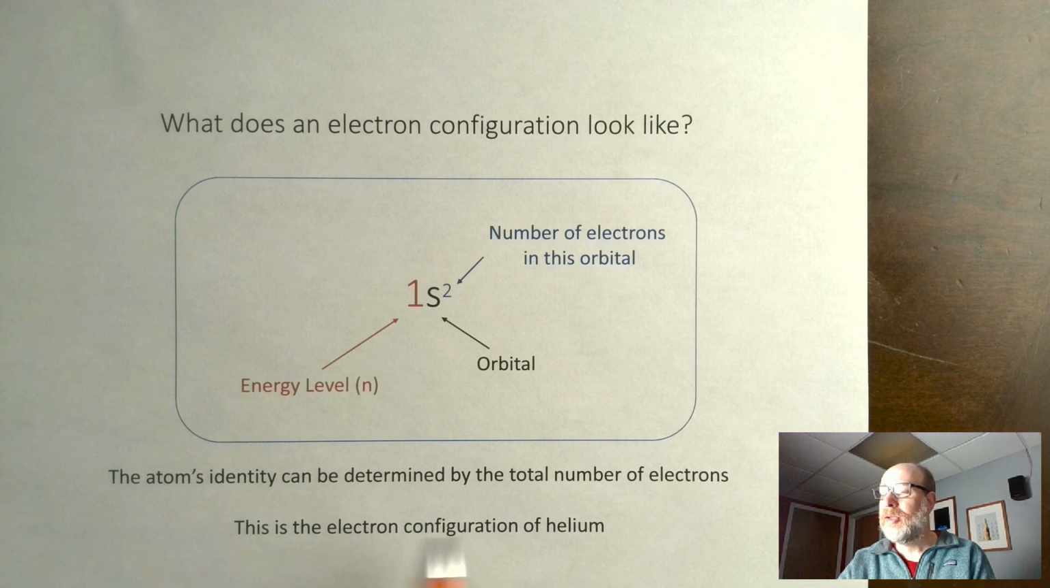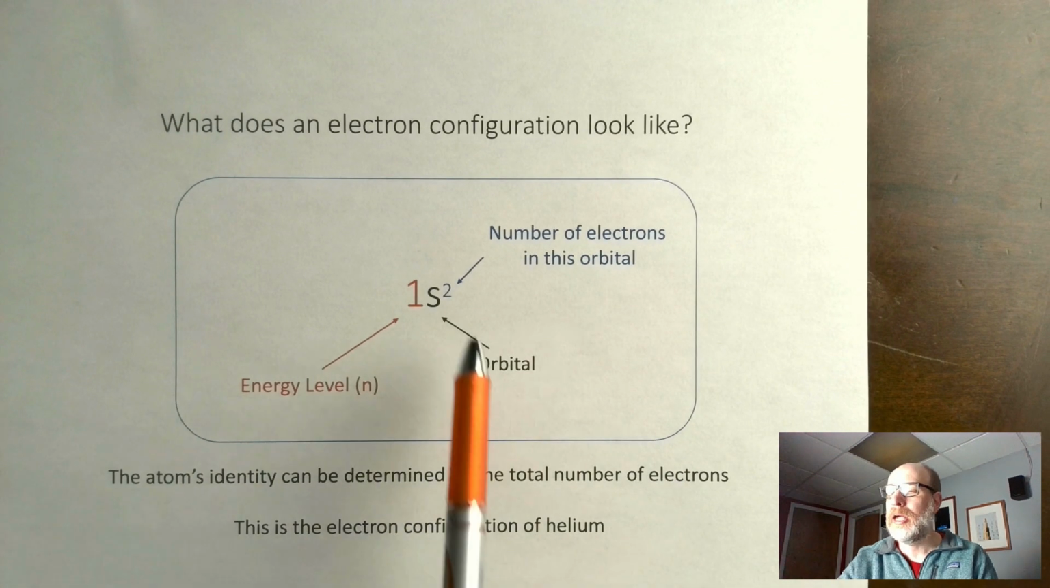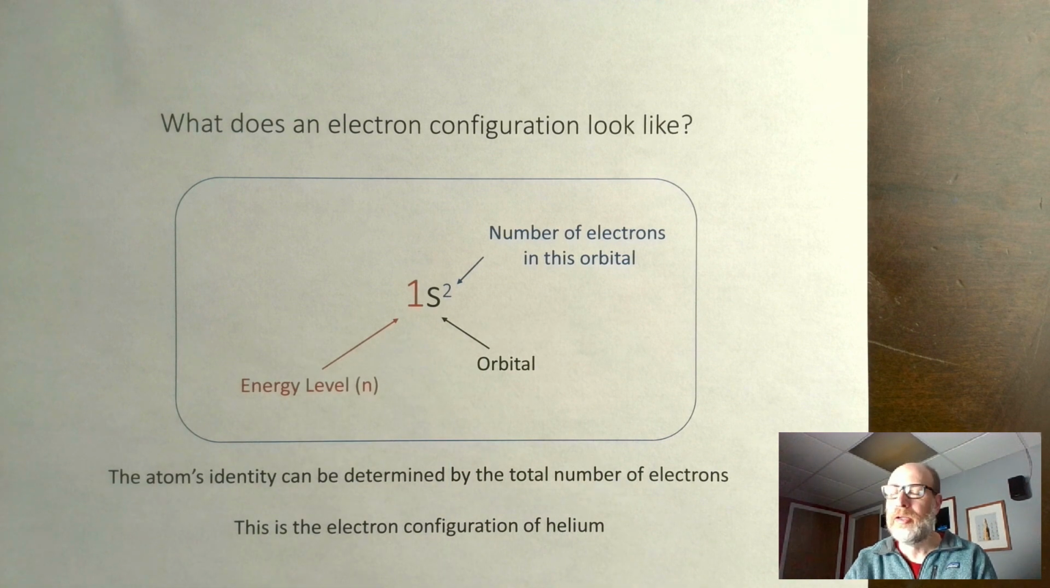And so we can sometimes try to determine what the identity of the atom might be just by counting up the number of electrons, and we're going to see how that goes later. Here, there are 2 total electrons in this electron configuration, so it's got to be helium. We're going to look at a little bit more complicated one here in a second.